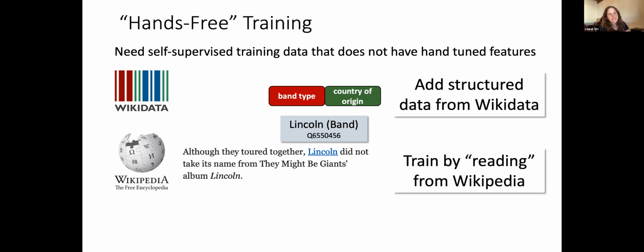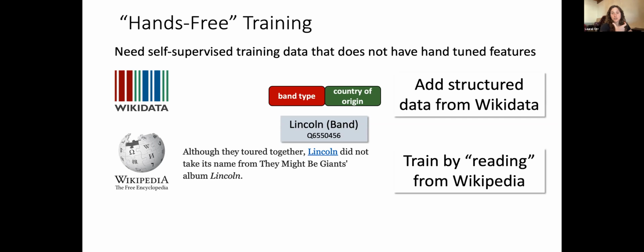And so it turns out, and this is a standard thing that any of these systems do, that Wikipedia has a lot of useful information in it. Importantly, Wikipedia has these things called interlinks. So if you're on a Wikipedia page and you see text that's blue, you click on it and you go to another Wikipedia page. This is a user who manually annotated this, and it actually forms training data that we can use for disambiguation. So in this sentence from Wikipedia, we have, "Although they toured together, Lincoln did not take its name from They Might Be Giants album Lincoln." And so here on Wikipedia, that Lincoln is linked, and it's pointing to Lincoln the band.